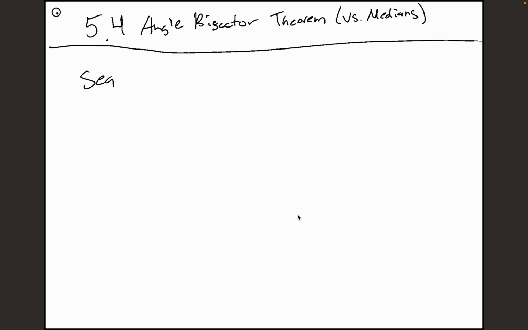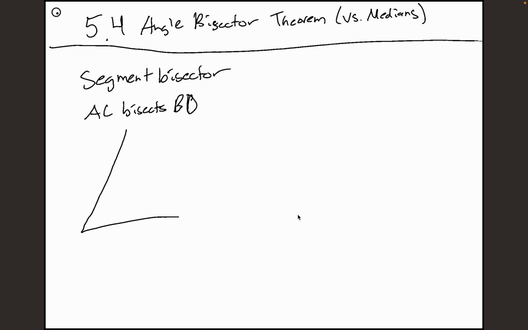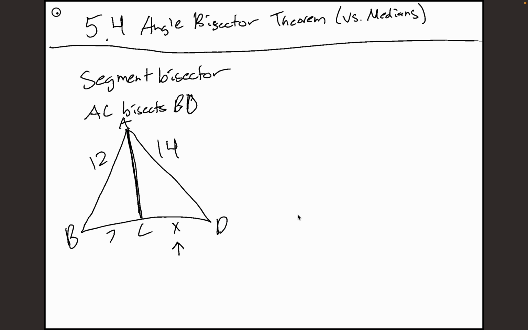So when we talk about a segment bisector, it is going to say something like AC bisects BD. So let me go ahead and draw that triangle. So if I have A, B, C, D, AC right here is going to bisect BD, okay? Well, when we have a segment bisector, it splits the segment in half. So we're going to see values right here, like 12, 14, 7, and x, and we're going to need to solve for x.